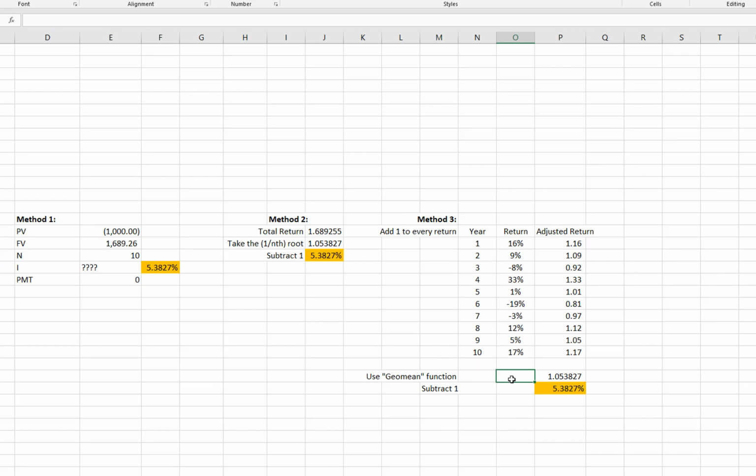Notice what happens if I just take the GEOMEAN of my unadjusted returns, and I can almost guarantee that somebody's going to try that. I will get the #NUM error, and it's because the math doesn't work. You're telling Excel some confusing things. It's going to return an error message, and there's nothing that you can do to get that to give you an answer. You need to adjust or transform your returns and then use the GEOMEAN function.